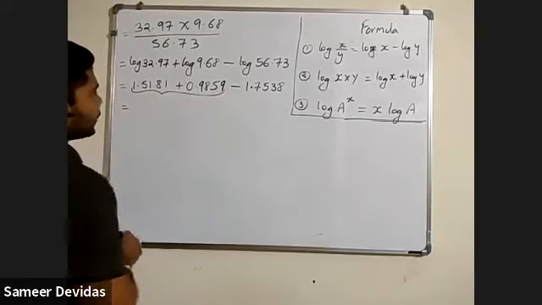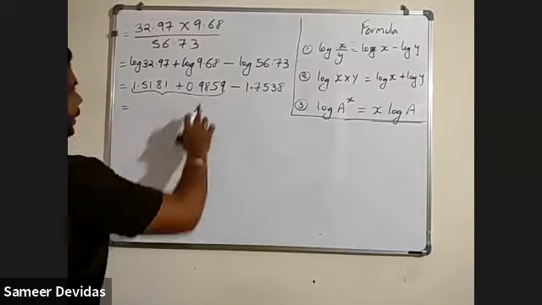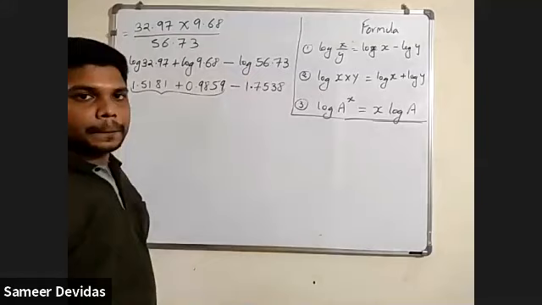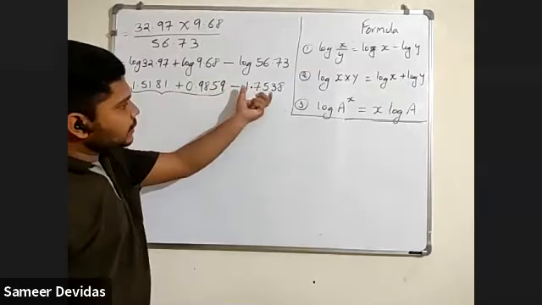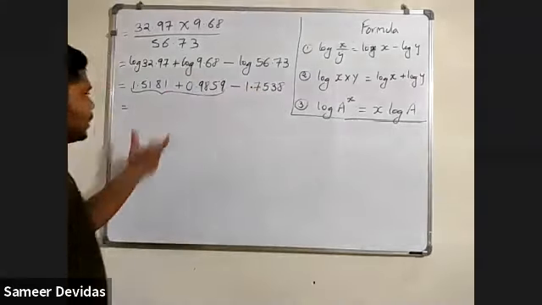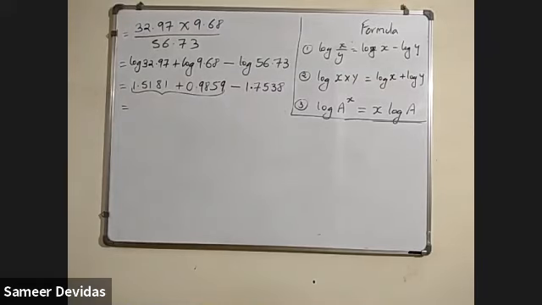First you add this. What is the answer for this after adding? Whatever number you get, take that number and then subtract and tell me the final answer. Add first, then subtract. 0.7502.